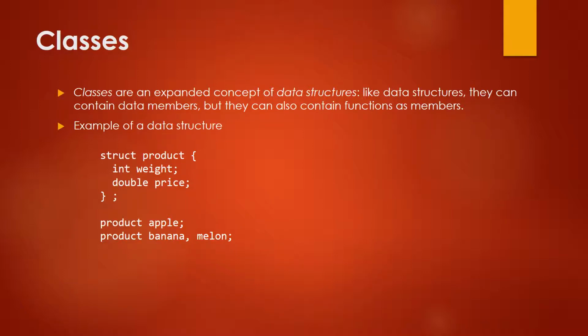So once you have a structure, for instance, you can declare variables using that structure. Here's some example syntax for declaring an apple, banana, and melon product. When you declare a structure, you're effectively making a new variable type. We've been using integers and doubles and bools up to this point, and those are built-in types. It means that they come with C++. But you can make your own variable types by declaring a structure like this.